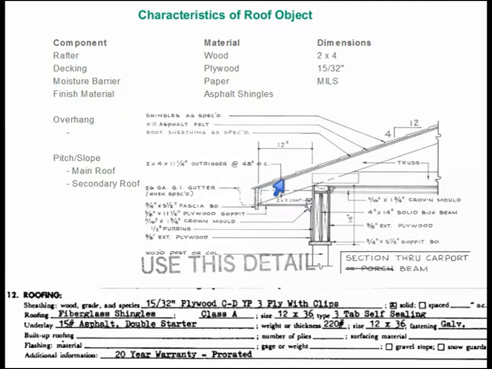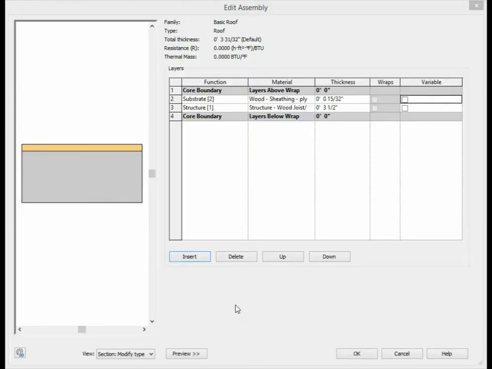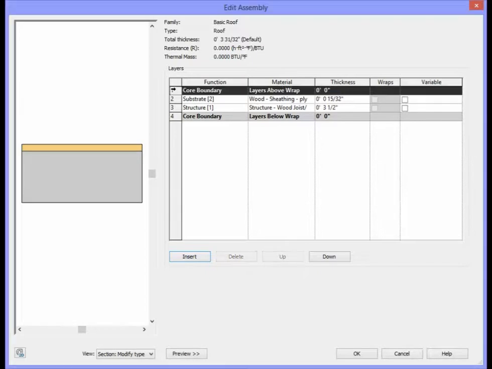Attached to the sheathing is the asphalt felt or building paper. The building paper covers the plywood sheathing. The asphalt felt serves as a moisture barrier to protect the sheathing. To add the paper, you will select layer 1 in the edit assembly and click on the insert button.